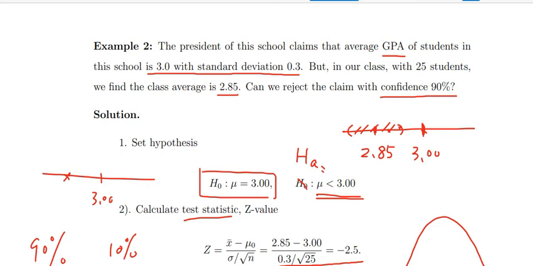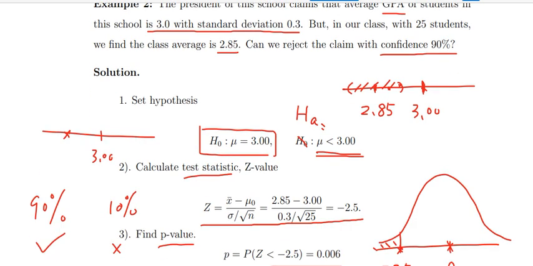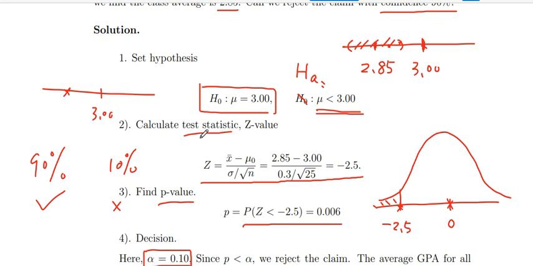So for such problems, for a hypothesis testing problem, usually we have 4 steps. The first one is the hypothesis. The second one is to calculate the test statistic. Then find the p-value. Then make a decision.